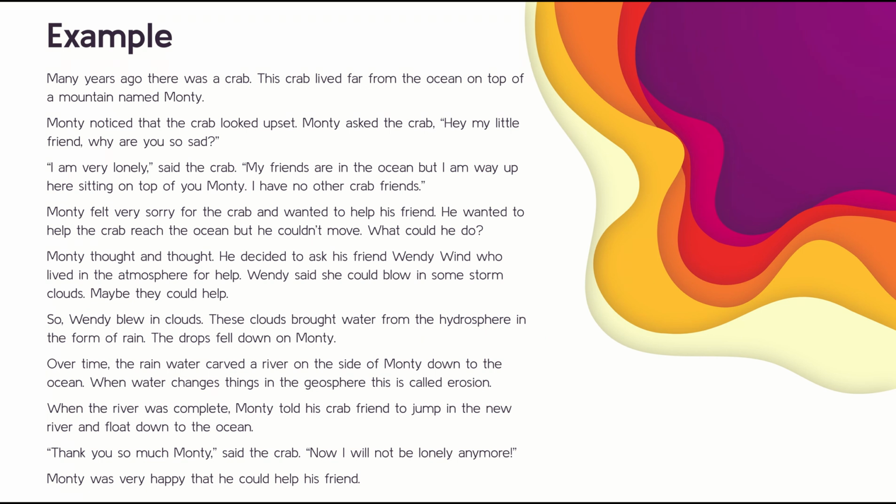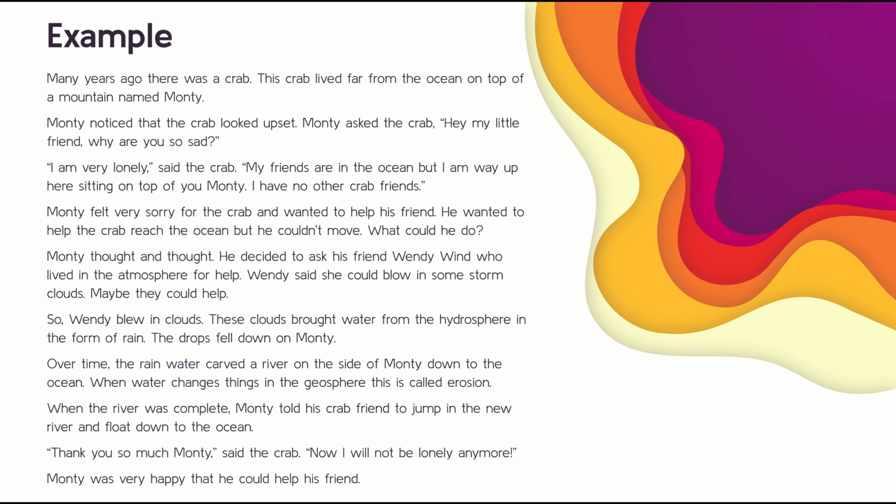Here's an example. Many years ago, there was a crab. This crab lived far from the ocean on top of a mountain named Monty. Monty noticed that the crab looked upset. Monty asked the crab, "Hey, my little friend, why are you so sad?" "I am very lonely," said the crab. "My friends are in the ocean, but I am way up here sitting on top of you, Monty. I have no other crab friends."